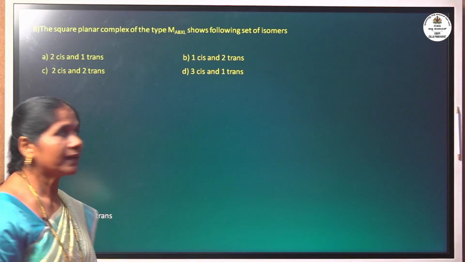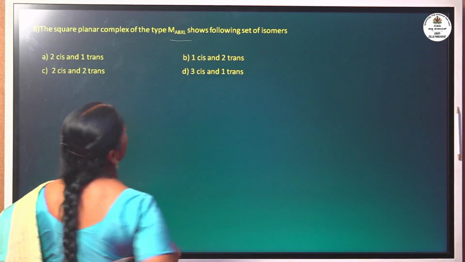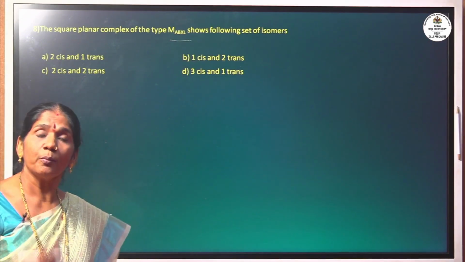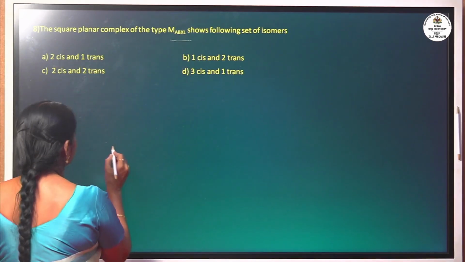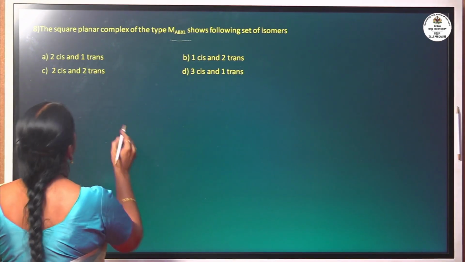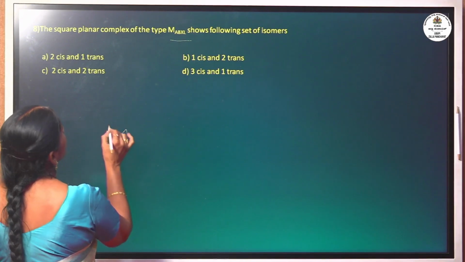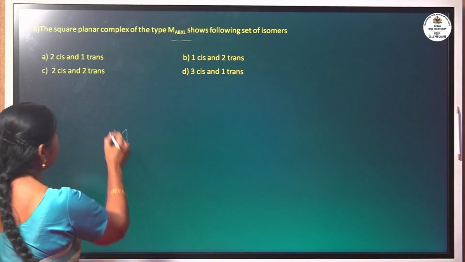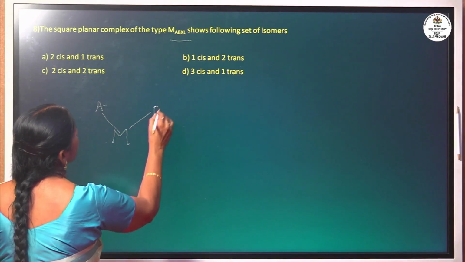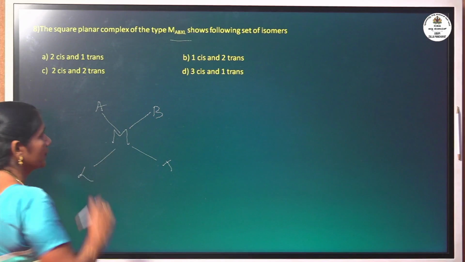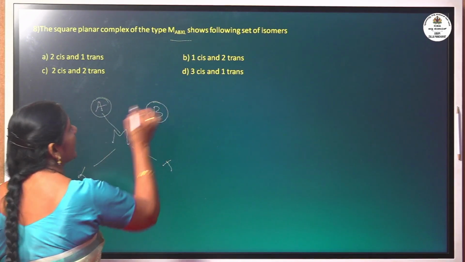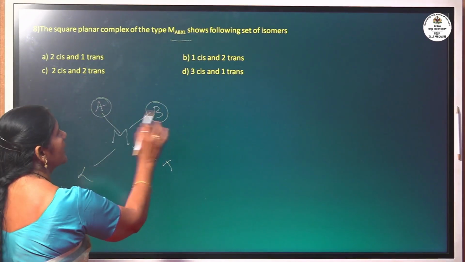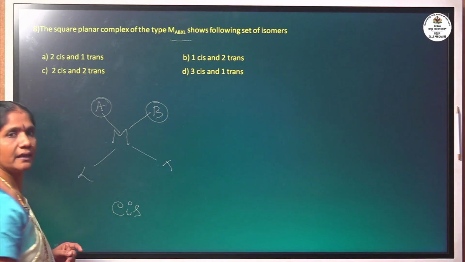Okay. In this case, square planar complex MABXL shows the following set of isomers. How many isomers does this show? First we will see, there are many options here. We will try to write the structure. It is M, and A, B, X, L are 4 unidentate ligands. So let me fix the position of A here and B here, X and L. Now, when the 4 ligands are different, let me fix these 2 ligands' positions. If they are on the same side, let me take this as cis.